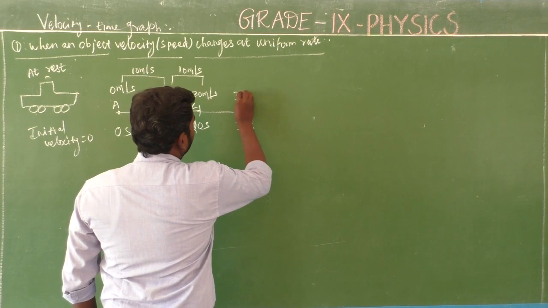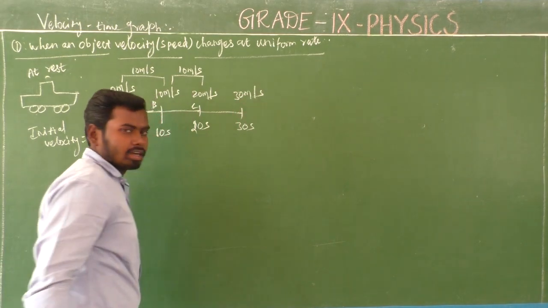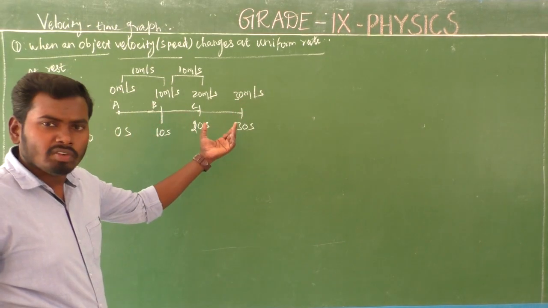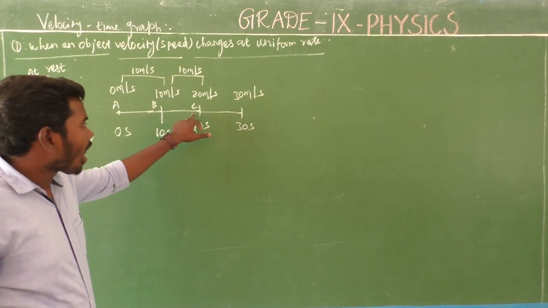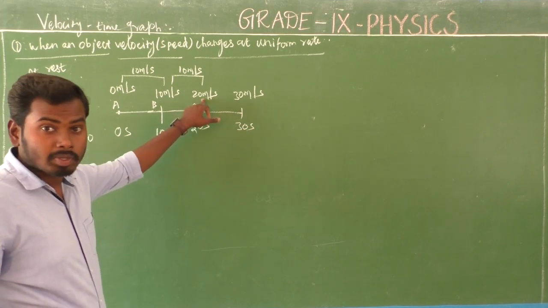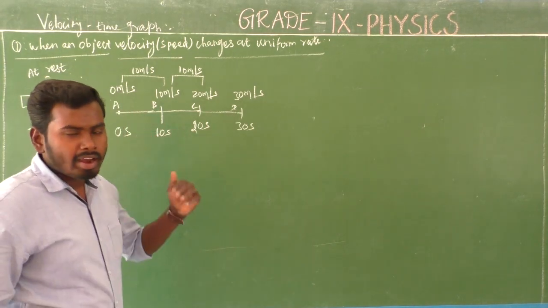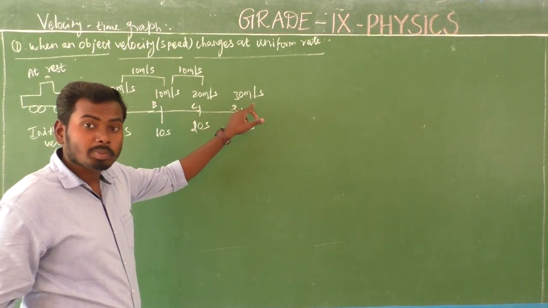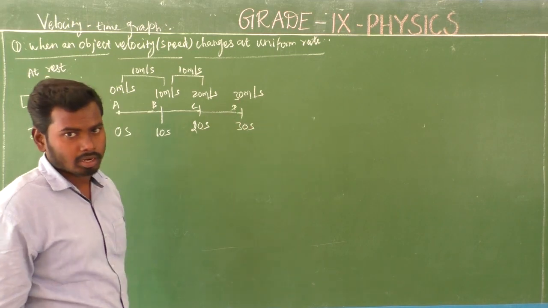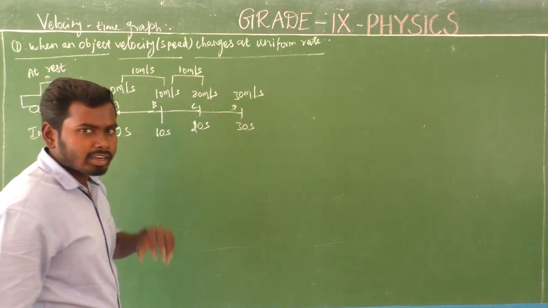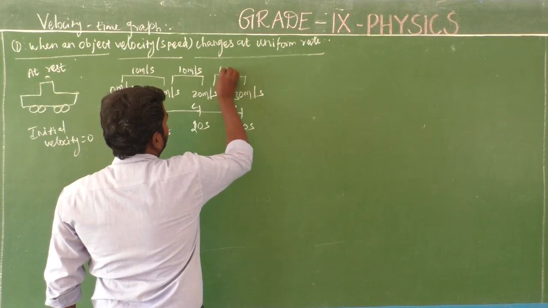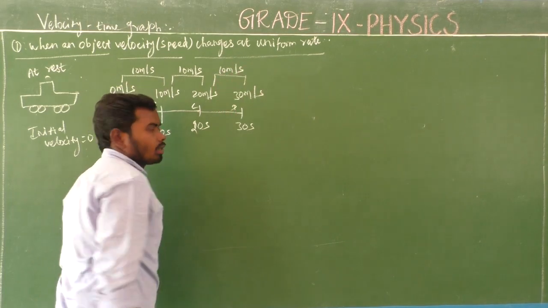How much? 30 meters per second. Here, how much does the velocity of the object change? At point C, the velocity of the object is 20 meters per second. Now the car comes to point D. At point D, the velocity of the car is 30 meters per second. So 30 minus 20 is equal to 10 meters per second. Is it clear?